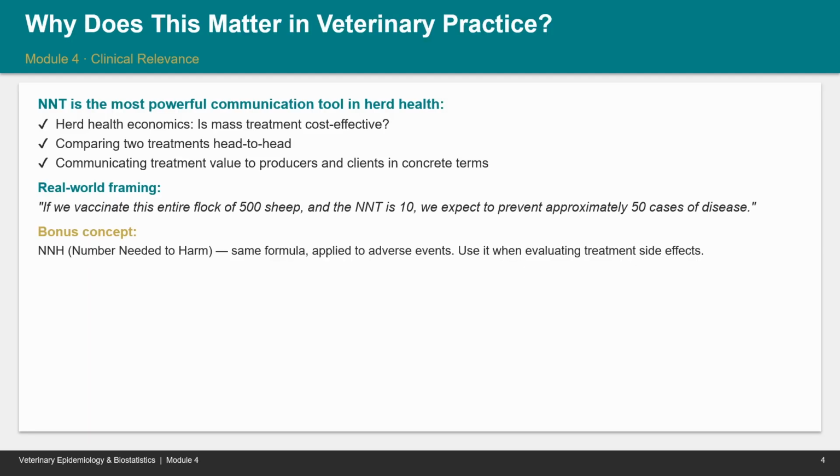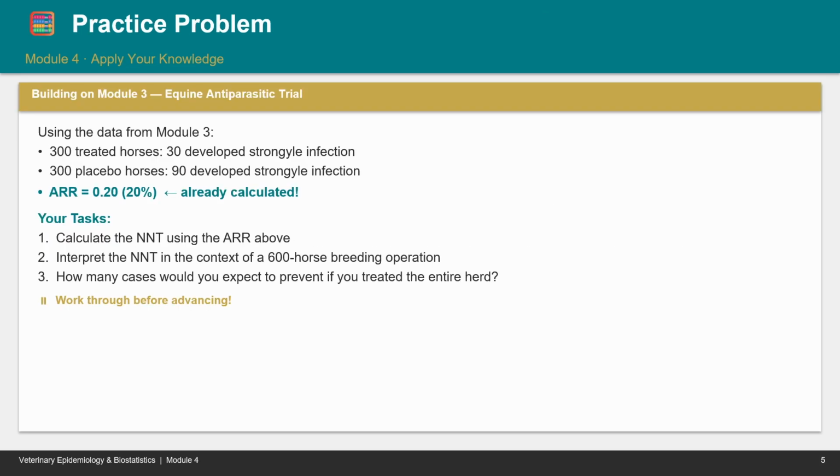In practice, NNT is a fantastic communication tool. Telling a producer this vaccine has an NNT of 10 means that for every 10 animals vaccinated, one case of disease is prevented. If they have a flock of 500 sheep, that translates to roughly 50 prevented cases. And suddenly, the cost-benefit calculation becomes very concrete. You can also flip this concept to calculate the number needed to harm, or NNH, when evaluating adverse effects of treatments.